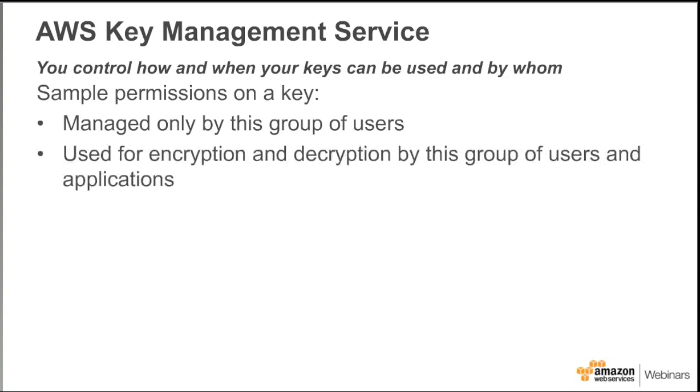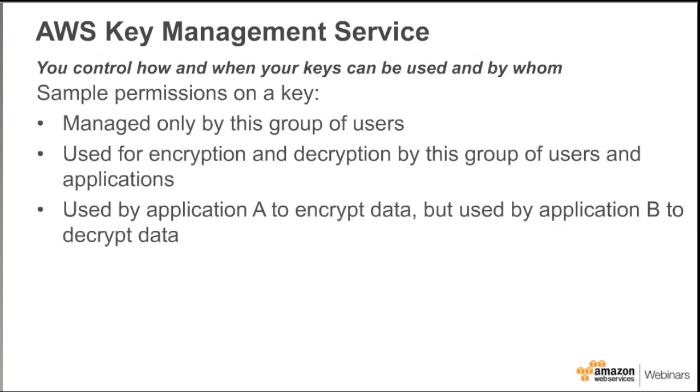You can build a policy that says these keys in existence can only be used for encryption and decryption by this group of users or this group of applications. For those of you familiar with AWS Identity and Access Management, you know about user policies and IAM roles. So you can dictate which sets of users can call encrypt or decrypt APIs to be able to use keys. You can split the usage. So you could have application A is allowed to encrypt data, but only application B, under a different set of credentials, can decrypt data.